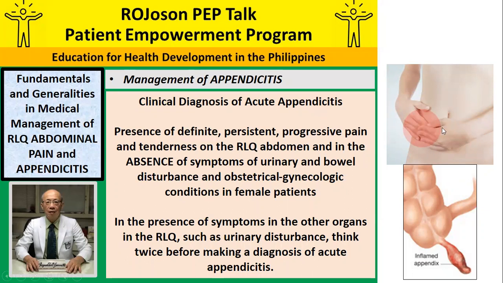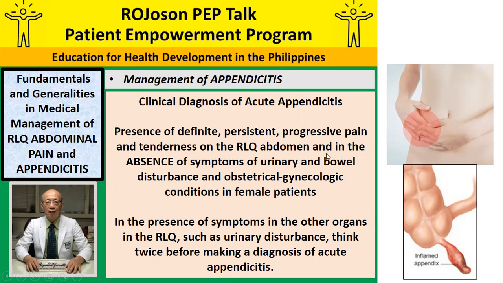So if there is pain in that area, and it's definite, it means it doesn't go away, palagi andyan, okay? Siguradong meron, and then persistent, tuloy-tuloy, which means siguradong meron in that area, and then progressive, okay? Mas nagiging matindi, progressive pain, and tenderness. When you say pain, it is the feeling of masakit, but tenderness, dinidiin, masakit. If you press on it, masakit, okay? So it must have progressive pain and tenderness on the right lower quadrant.